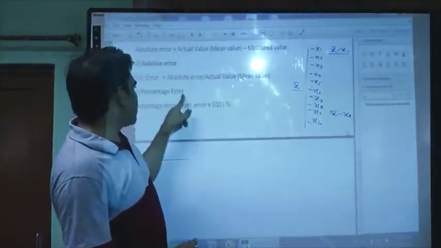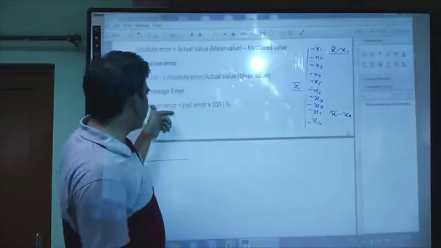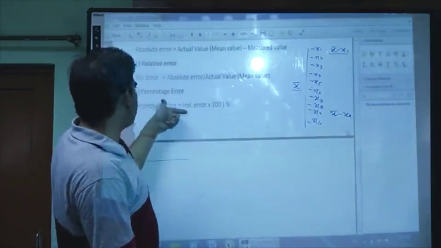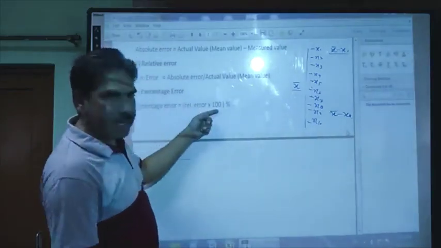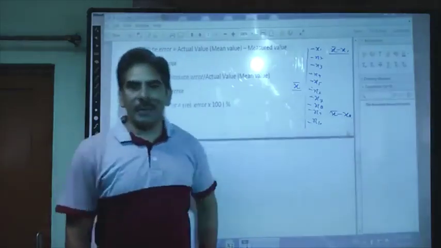Third is the percentage error. The third kind of error calculation is finding the percentage error. Percentage error is nothing but relative error multiplied by 100. That gives us the percentage error in the given observation.